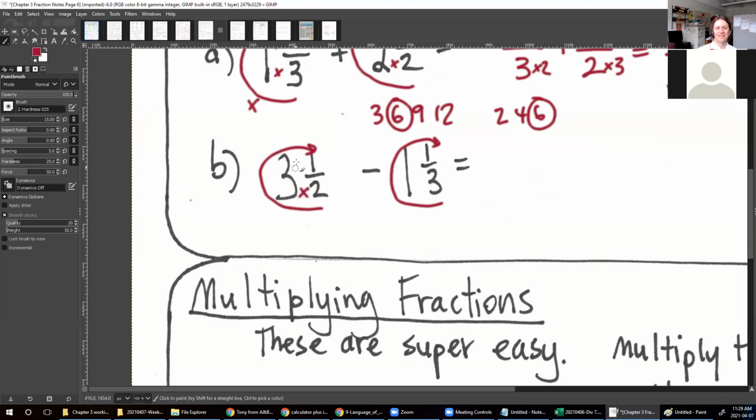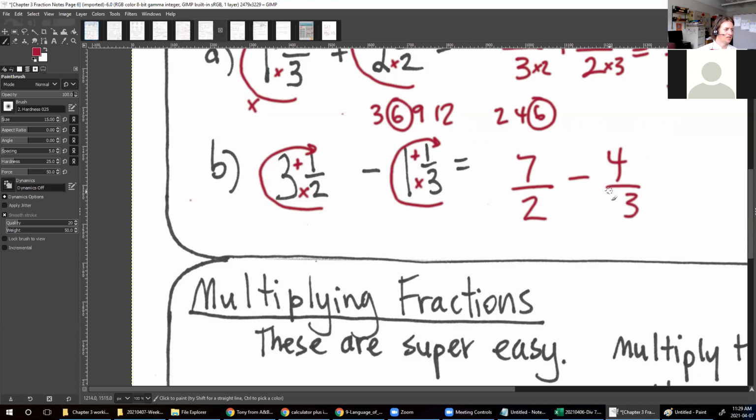We're going to multiply and then we're going to add. So 2 times 3 is 6, plus 1 is 7. Halves stays the same. 3 times 1 is 3, plus 1 is 4. And thirds stay the same.